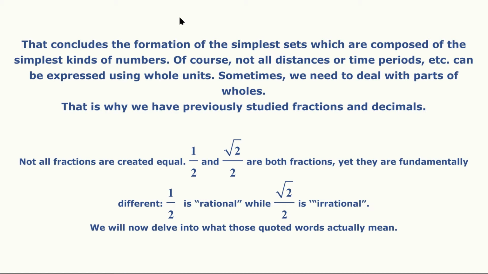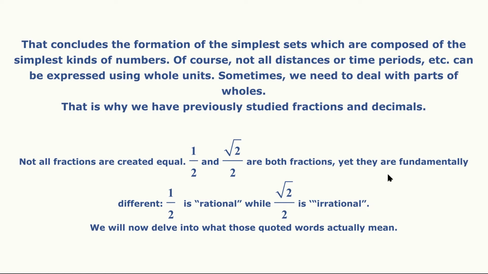Okay, that brings to an end all the simple numbers that we may encounter on the number line. And now we're ready to look at numbers dealing with parts of wholes, right? Basically, we're going to first look at the simplest kinds of fractions that are possible, because not all fractions are created equal. You may look at 1 over 2 and square root of 2 over 2, and they're really different in the sense that this number is made up of basically two integers. This one is not. Square root of 2 is not an integer, and it never will be.